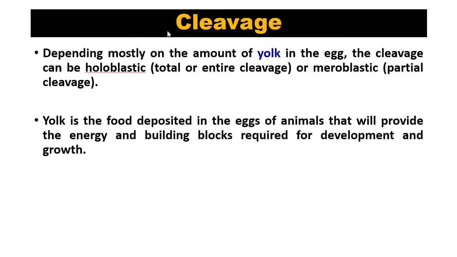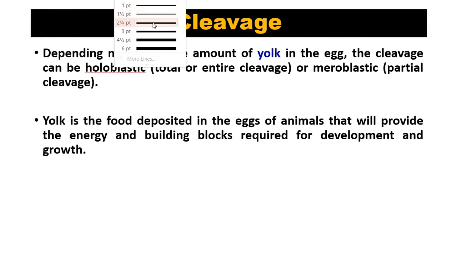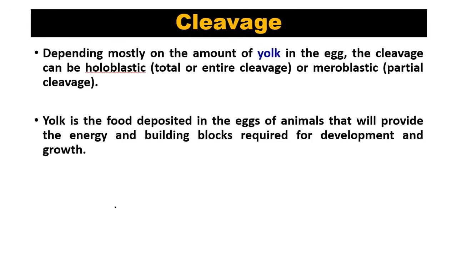Okay, so we are proceeding with cleavage. Okay, what is the meaning of cleavage? So in our last video, we have seen that mating of male and female gamete, that is mating of sperm plus egg, is going to result in a zygote.